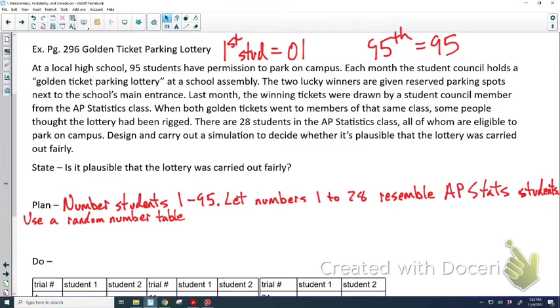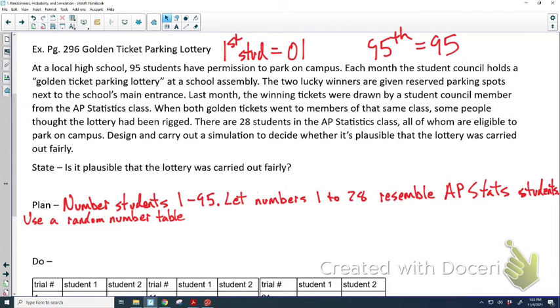So, for example, if there were 100 students, I would need to move 3 digits at a time, which would be a big headache because I would need to ignore a lot of numbers. But if I'm moving 2 at a time, there's only 5 number combinations I need to ignore. So let's write this out.